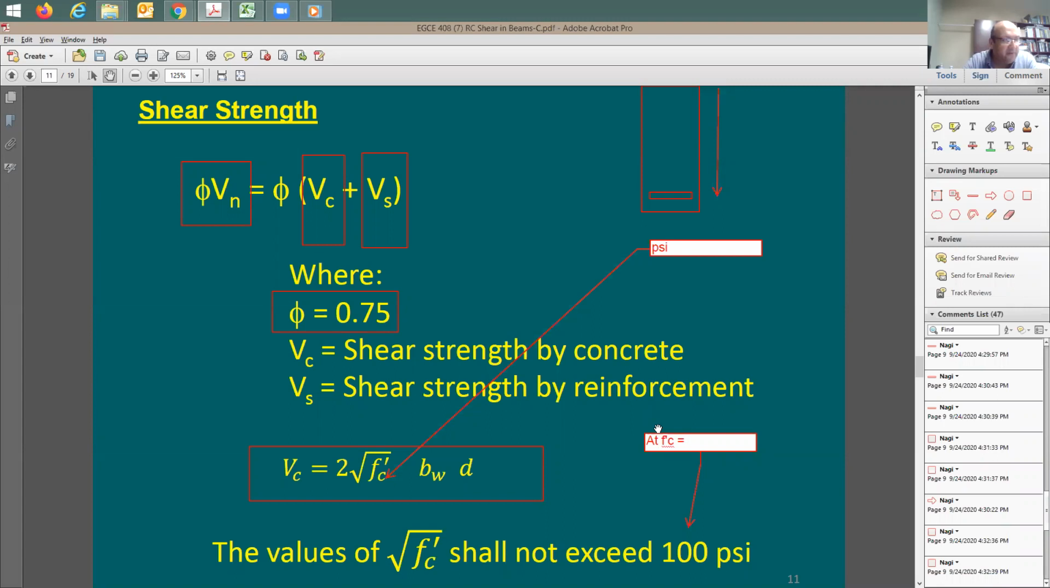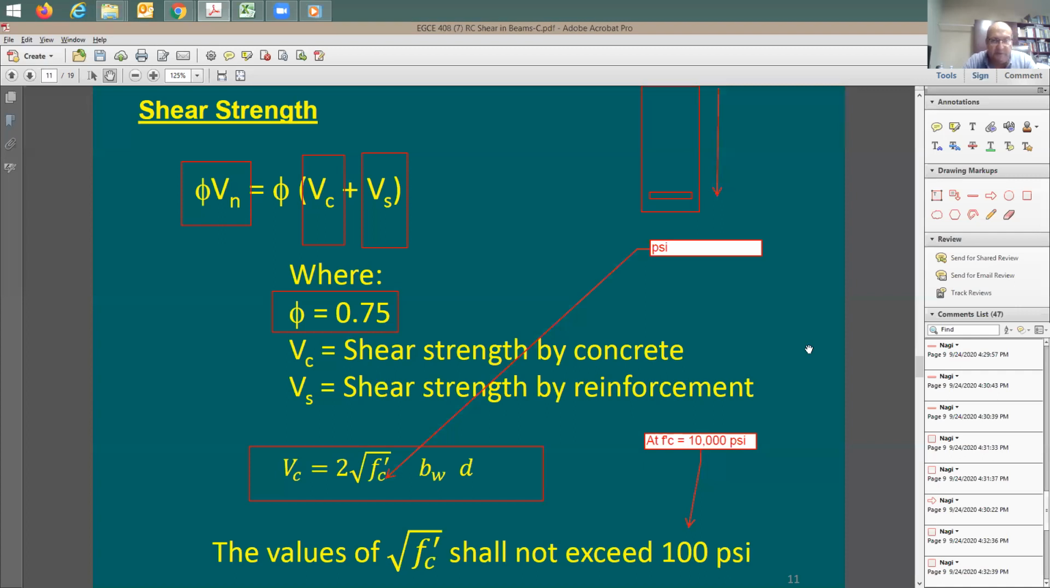At what point is the square root of f prime c going to be equal to 100? 10,000 psi. After this, let's say that you have 12,000 psi concrete. You're going to keep the square root of f prime c equal to 100 psi. So you're going to have a limit or a cap to it, right? And then after that, you have the phi factor of 0.75.